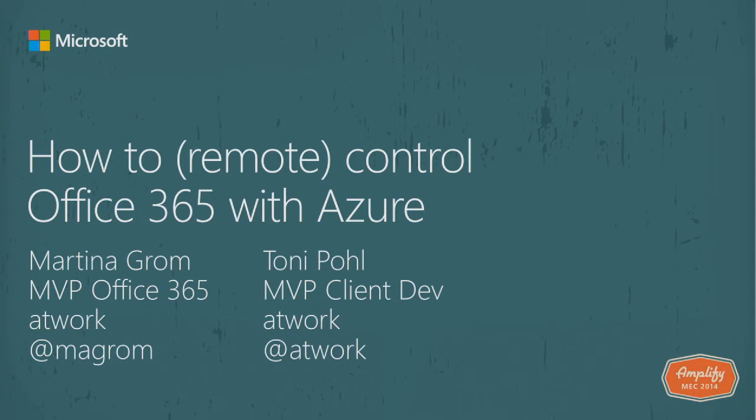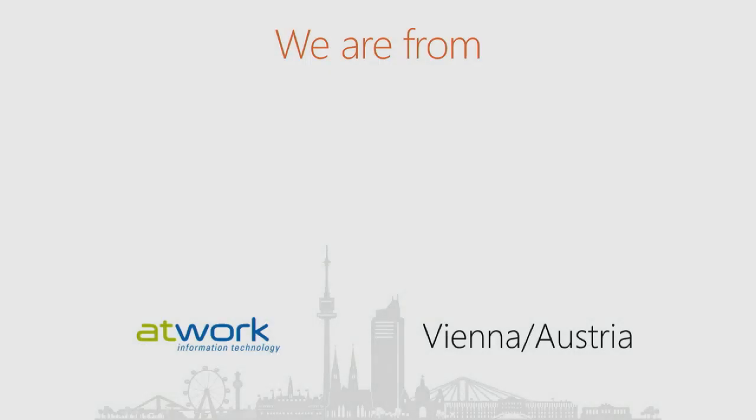My name is Martina Grom. I'm an MVP for Office 365, so I'm more on the cloud side than on the on-premises side and on the infrastructure side. And my colleague is Tony Pohl. Hello from my side. My name is Tony Pohl. I'm MVP for client development, which means I'm doing a lot of development, architecture stuff, solutions mostly for Office 365. And we have a demo-packed session, so you will see a lot of code.